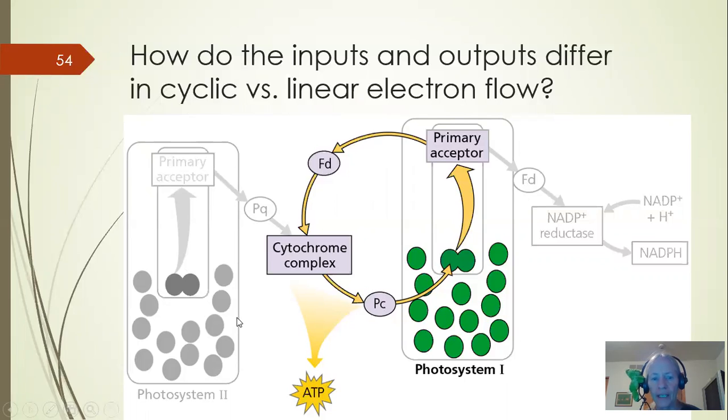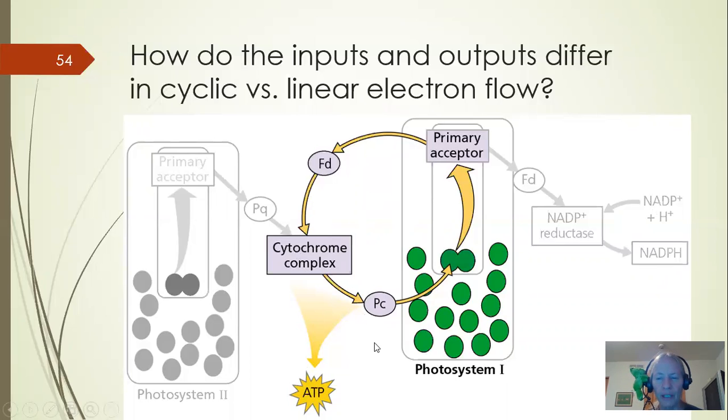So water's not needed as an input, and also there's no NADPH as an output. The final electron acceptor is going to be this chlorophyll, so it's just a cycle, and there's no initial water splitting to provide electrons, and there's no final electron acceptor. So the only product of the cyclic electron flow is ATP. Light energy is used to create an electrochemical gradient that's used to make ATP.